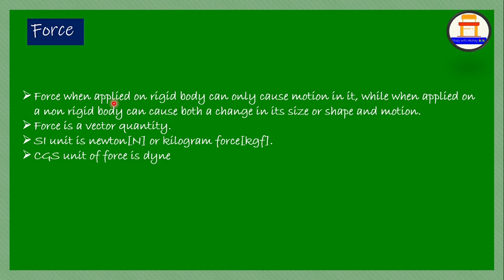So CGS unit is dyne. Remember, there is no short form abbreviation for this. D-Y-N-E. Full form only you are supposed to write for CGS unit.